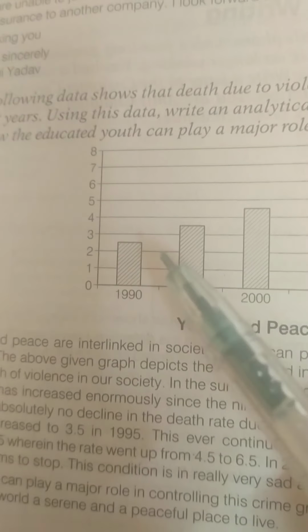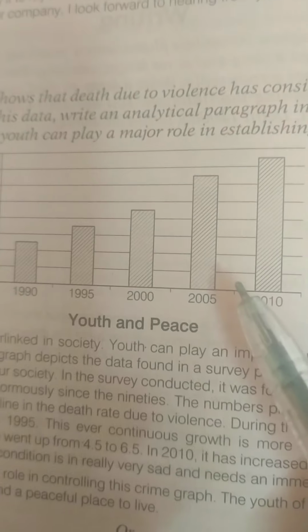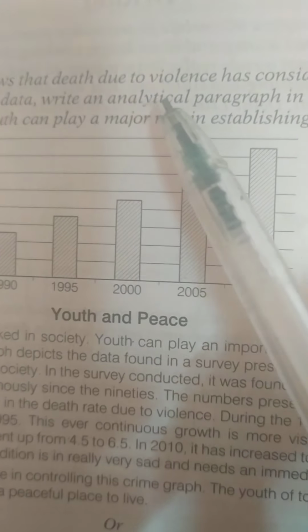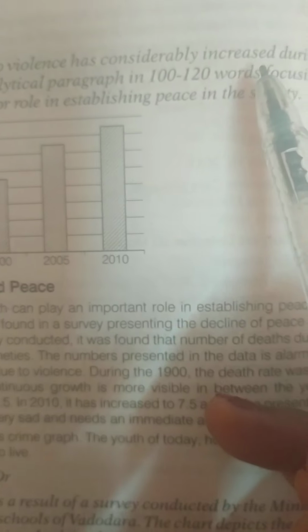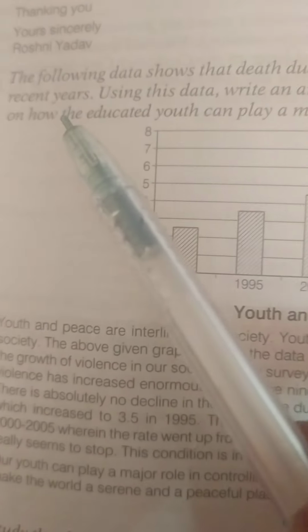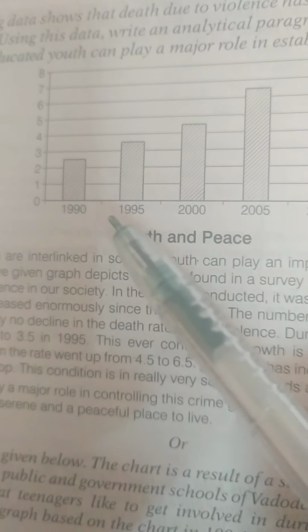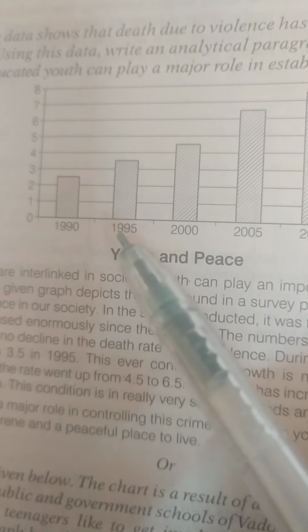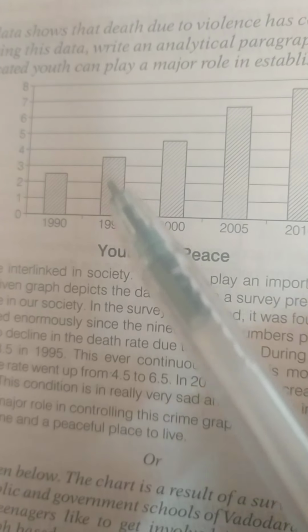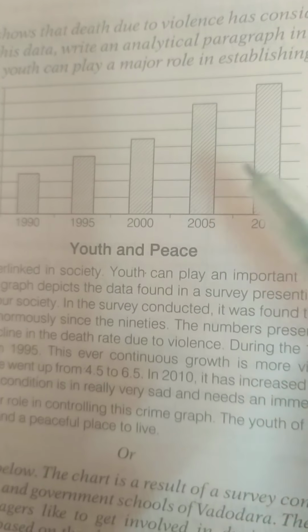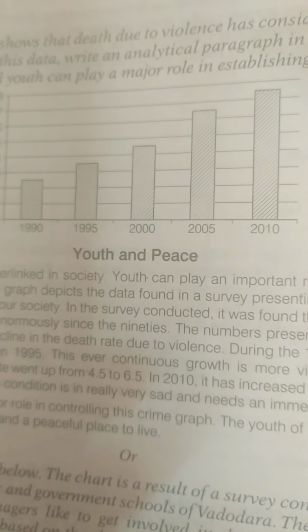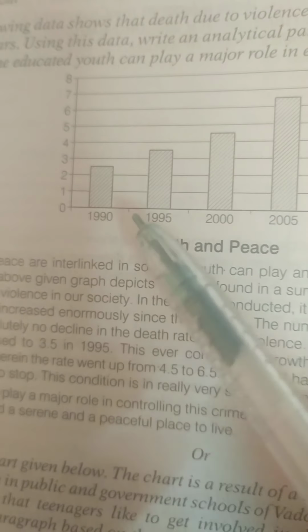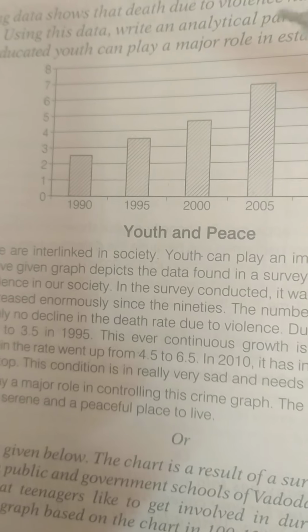See the example, as here a graph has been given, and the following data shows that death due to violence has considerably increased during recent years. So it has been given year wise. See here, in 1990 it is here, in 1995 it has increased, in 2000 it has increased, and it has been increasing day by day. So you have to write according to the year and its increasing level.